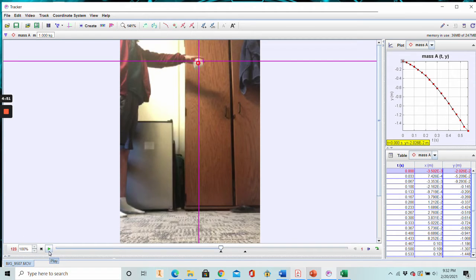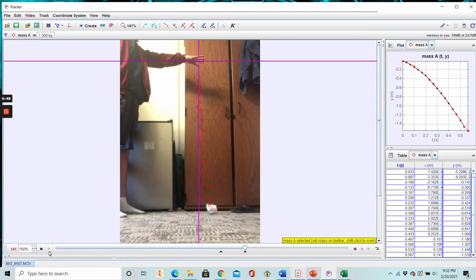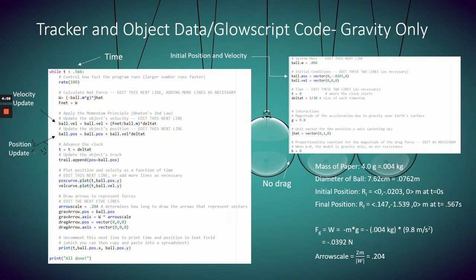I drop the ball from around 5 feet, and as the video plays, you can see the ball of paper begins to shift to the right in the positive x direction. The effects of this movement will be discussed later in the conclusion. Here's my plot of y position versus time and the data points that will be used to compare the various models. After taking data from Tracker, I implemented it into the GlowScript code for gravity only.